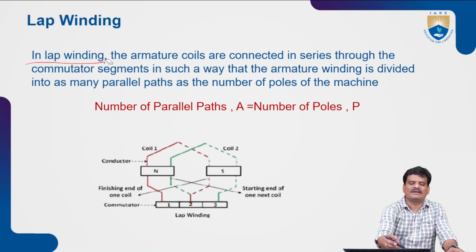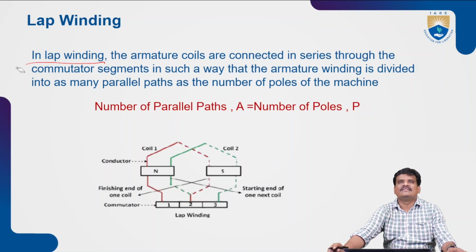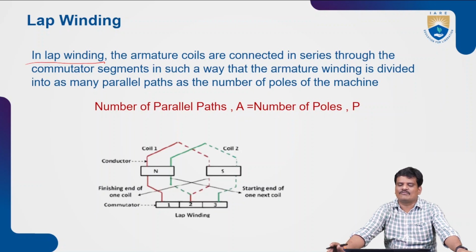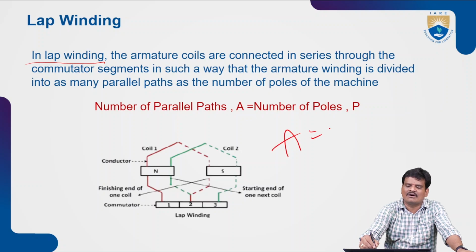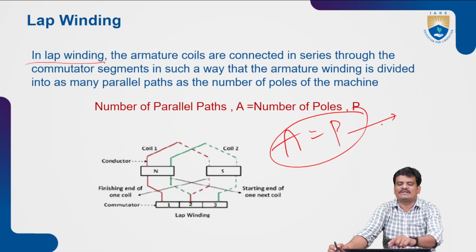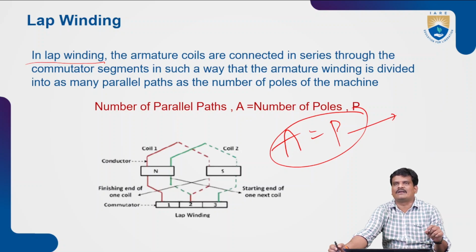So what is the definition of this particular lap winding? There is no need of having only 2 armature parallel paths. We can have many parallel paths in it, where the parallel paths depend upon the number of poles. That is, the value of A should always be equal to P. What is P here? Number of poles. And what is A here? Number of armature parallel paths.